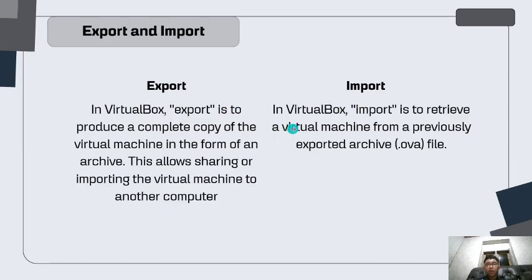And import in VirtualBox is to retrieve a virtual machine from a previously exported archive, and the file is .ova.